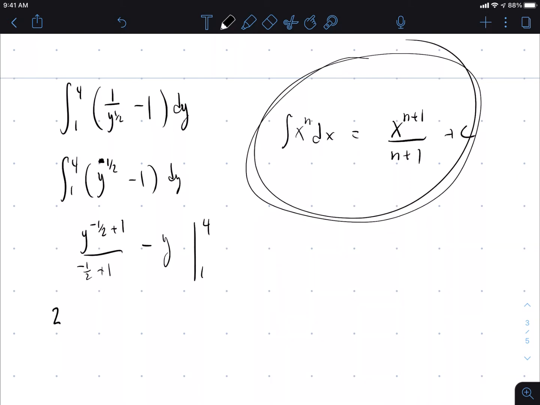So I'm going to get 2 y to the 1/2, right? I did do that right? It's a fraction in the denominator, so I multiply by the reciprocal. Last time I messed up. I didn't want to mess up this time. Minus y, and then we're going to go from 1 to 4.